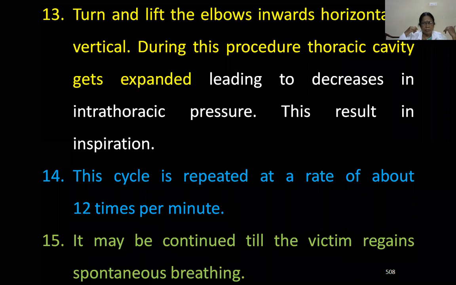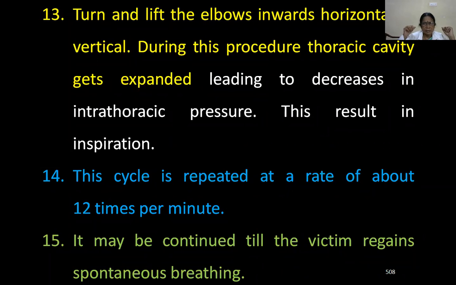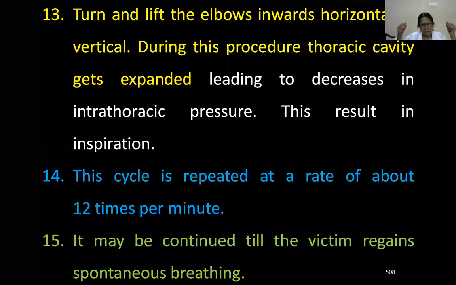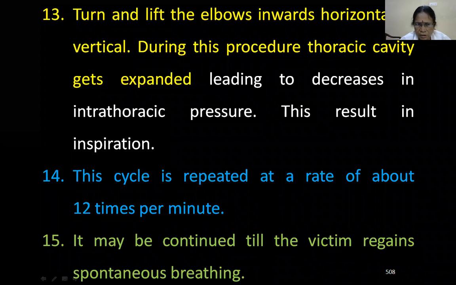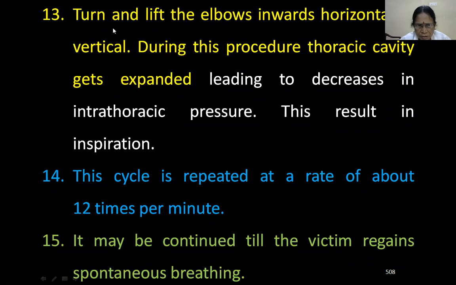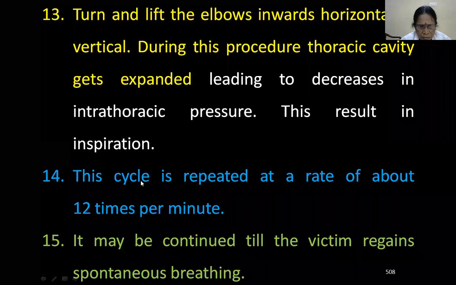We have a beautiful figure in the practical book. You have a beautiful figure of how his hands are lifted upwards like this. He is in the prone position only, but his hands are lifted upwards like this. Then, doing this procedure, what happens? The thorax gets expanded, and this leads to decreased intrathoracic pressure and automatically inspiration occurs. And this cycle is repeated at a rate of about 12 times per minute. I hope you have understood.